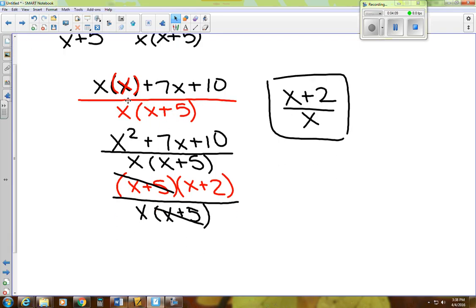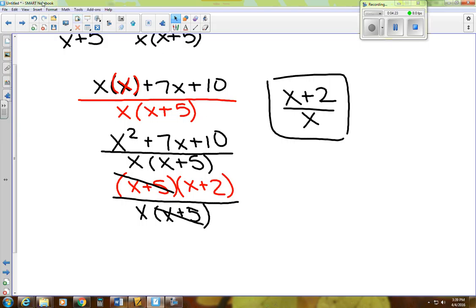That leaves me with x times x, or x squared, plus 7x plus 10. When I factor that, I see that my common factors of x plus 5 on the top and the bottom can be factored out. So I'm left with simply x plus 2 over x.